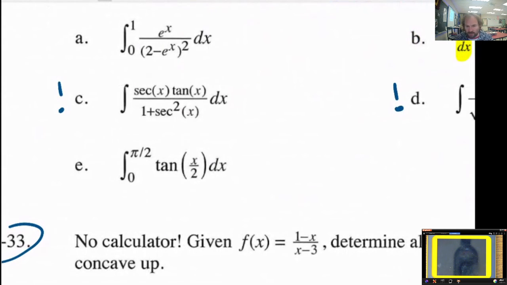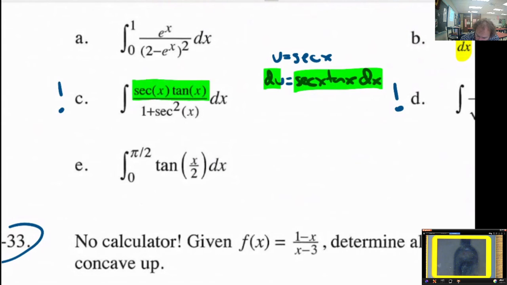Okay, so question C, you might not recognize it right away, but this is going to be a u substitution. U is the secant, because the derivative of secant is secant of x times tangent of x. Maybe that jumped out at you. Maybe you saw that pattern. Because now we have a pretty straightforward u substitution going on here. So what we're going to have is the integral of 1 over 1 plus u squared du.